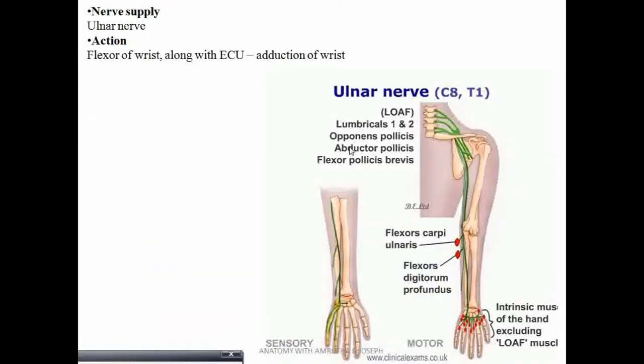Nerve supply of flexor carpi ulnaris is the ulnar nerve. The ulnar nerve arises from the brachial plexus from the medial cord. It causes flexion of the wrist, and along with extensor carpi ulnaris, which is seen on the posterior compartment of the forearm on the ulnar side, it causes adduction of the wrist. Flexor carpi ulnaris is seen on the flexor aspect on the ulnar side. So when both act together, flexion and extension are nullified, and another action occurs, that is adduction of the wrist.